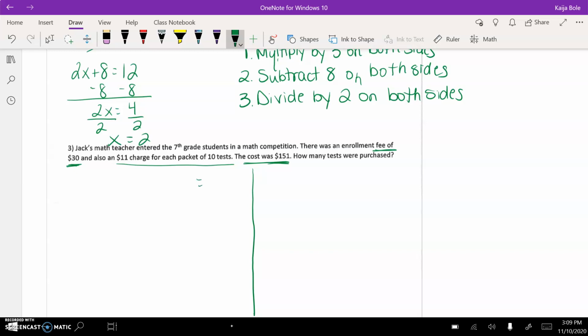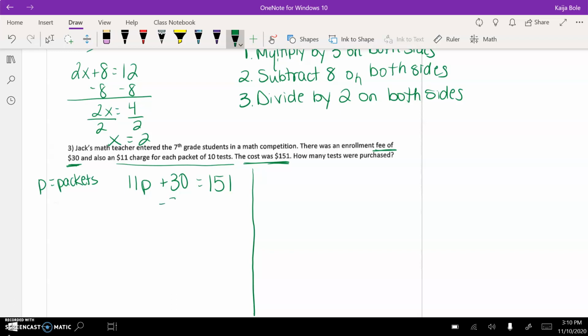So we know that in total, it's $151. We also know that there is this $30 fee we have to have. So it's plus $30. And then there's an $11 charge for each packet of 10 tests. So in this first one, I'm going to imagine we are looking for packets. How many packets? Some of you might not even realize you did this. So if it's $11 per packet, that would be like 11p plus the 30 equals 151.